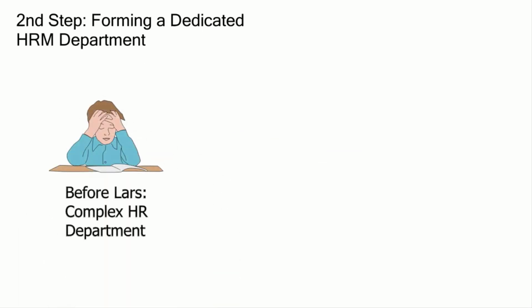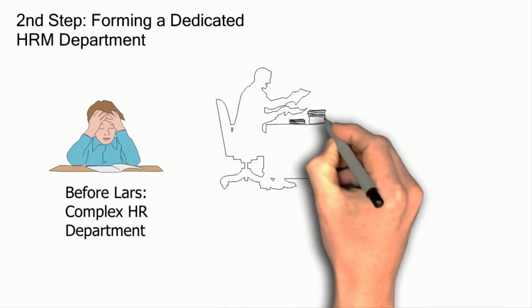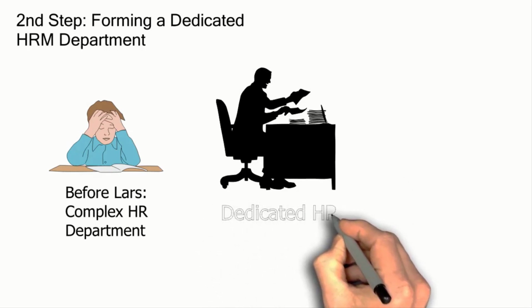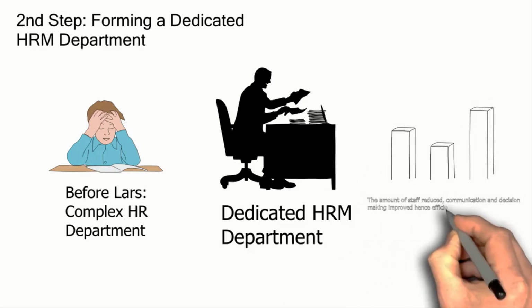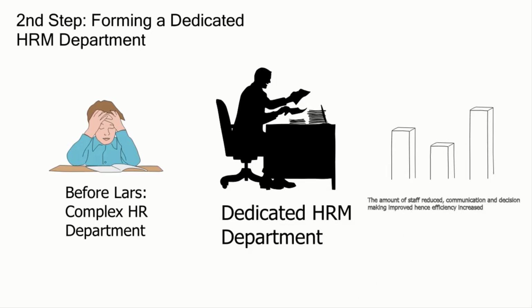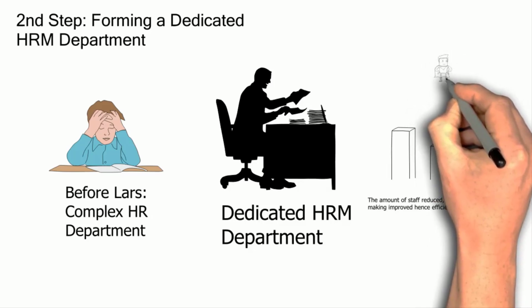Before Lars, the company didn't have a dedicated HR department. Instead, project team leaders, coaches, and the employees themselves were the players in performing HRM. The next step Lars took was to form a dedicated HRM department to manage all the ongoing projects. Transforming the company into a project-based organization with a dedicated HRM department, the amount of staff reduced, communication and decision-making improved, hence overall efficiency increased. So this helped Lars to significantly grow the business, making it the world's second largest hearing aid manufacturer in today's world.